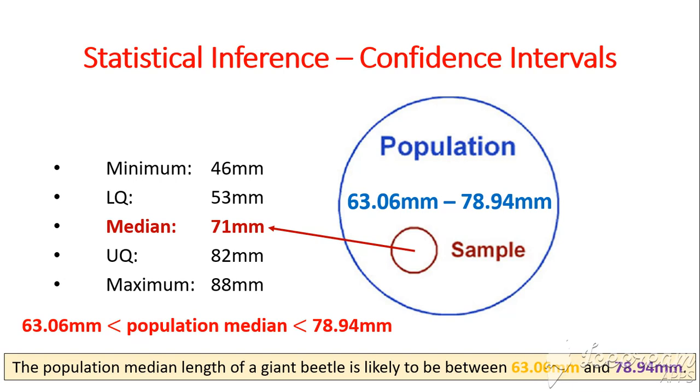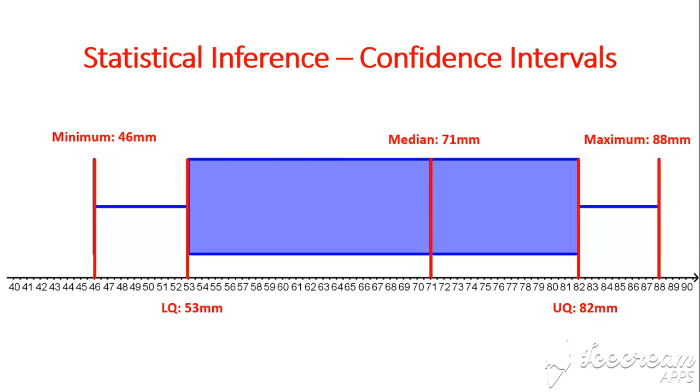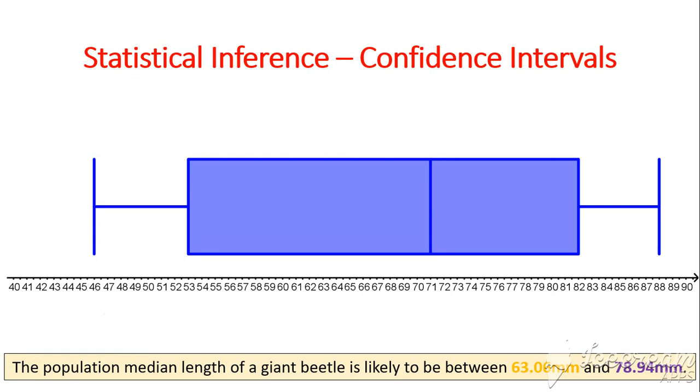All right, now we're going to talk about putting it onto a box and whisker graph. So here's our box and whisker graph with our minimum, lower quartile, median, upper quartile, maximum. And now we're going to draw in the population confidence interval. And here it is. Now, how did I do that? Well, this is the lower boundary of 63.06, and this is the upper boundary of 78.94. So we just draw a line between the lower and the upper boundary of our population confidence interval.